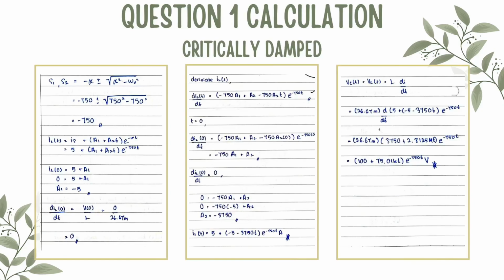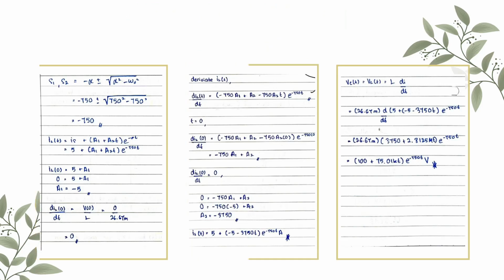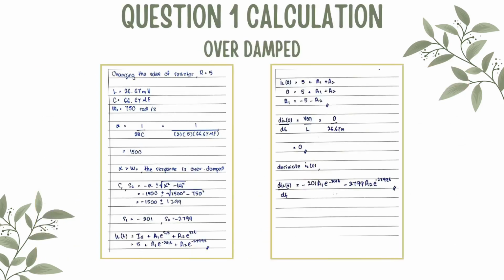The first calculation is critically damped, where the final answer of ILT for critically damped is 5 plus open bracket -5 -3750 T close bracket exponential power of -750 T ampere. And then VCT for critically damped is open bracket 100 plus 75.01 K T close bracket exponential power of -750 T volt.